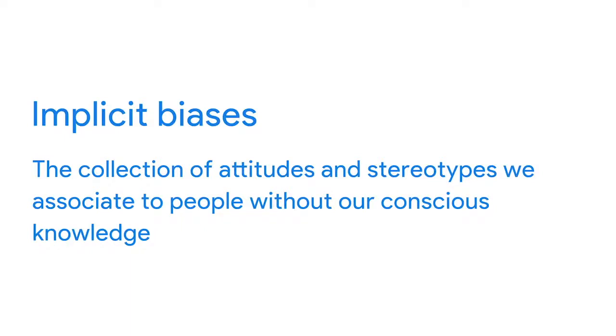In this video, you'll learn to recognize bias in design and how to consciously avoid letting it affect your designs. One of the most common biases affecting designers is implicit bias. As a refresher, implicit biases are the collection of attitudes and stereotypes we associate to people without our conscious knowledge. These associations can be both positive and negative. But regardless of whether they're good and bad associations, biases can affect how we interact with others.